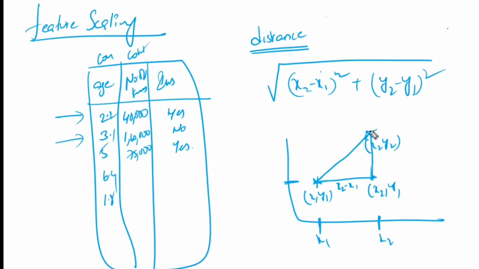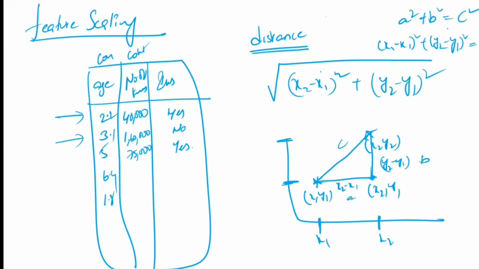Right? So from here to here, now the y value is changing, but the x2 value remains the same. What is the distance between these two? y2 minus y1. Now, this is a right angle triangle with sides A, B and C. Everyone knows the Pythagoras theorem: A square plus B square is equal to C square. That is (x2 minus x1) whole square plus (y2 minus y1) whole square is equal to C square. C is nothing but the square root of (x2 minus x1) whole square plus (y2 minus y1) whole square.